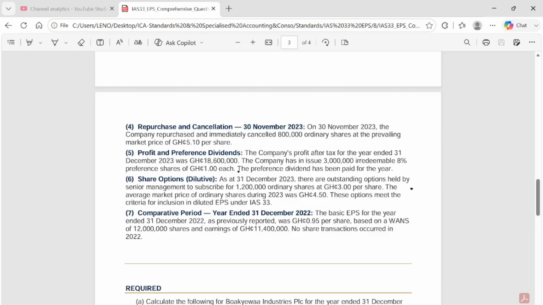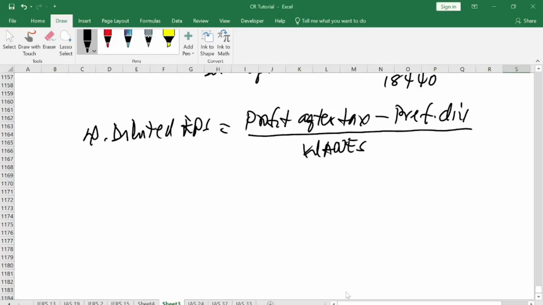And they've also given us the preference shares and dividend: 8% preference shares of 3 million. They've given us 3 million irredeemable 8% preference shares. Right? So clearly we can know our profit attributable to ordinary shareholders. So here, watch, you need to be very, very careful. So we know our profit. The profit is 18,600. And they're giving you preference shares.